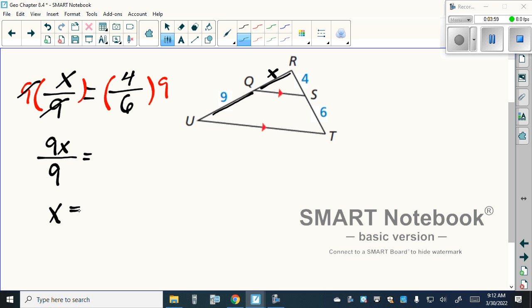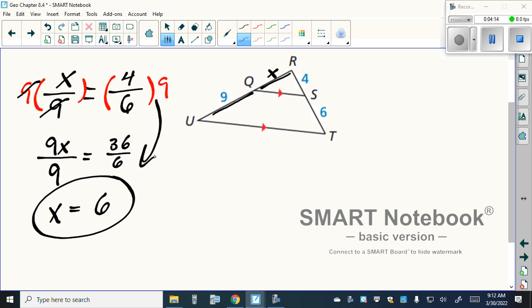Now on the other side, we have 4 over 6 times 9. We can multiply 9 and 4, which gives us 36, divided by 6. Or we could have just plugged that into the calculator, hit enter, and been done. Any questions on this here? We good with this here?